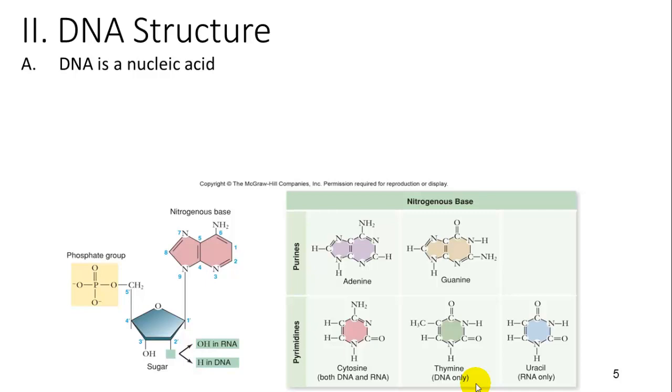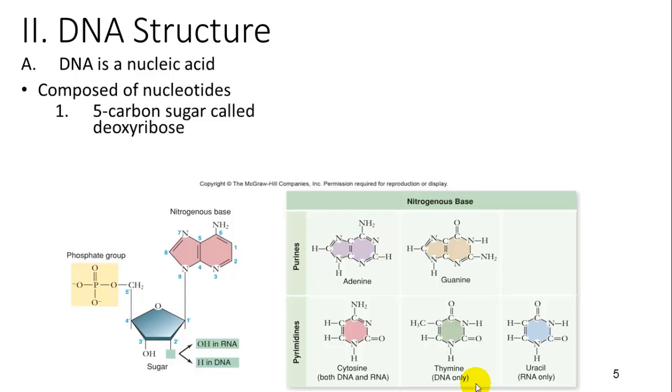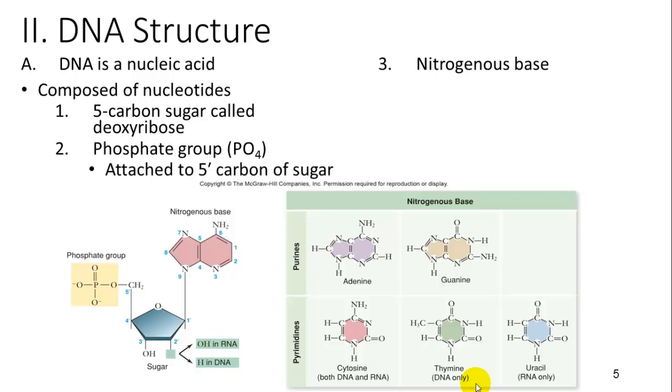All right, so DNA is a nucleic acid, and we have established that before. It has nucleotides, which are made of a 5-carbon sugar called deoxyribose, a phosphate group attached to the 5' carbon of the sugar, and a nitrogenous base. Now, 5', that may sound funny, but on this 5-carbon sugar, each of these carbons has a number associated with it. This is the 1', 2', 3', 4', and 5' carbon. This will be important later.